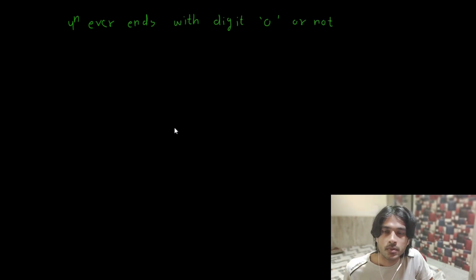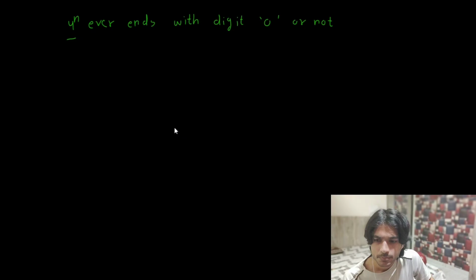Okay. So the question here is simply that we have to check whether 4^n ever ends with the digit 0. When I say ends with digit 0, it simply means that when I express 4^n in much simpler terms, then the ones digit has to be 0.